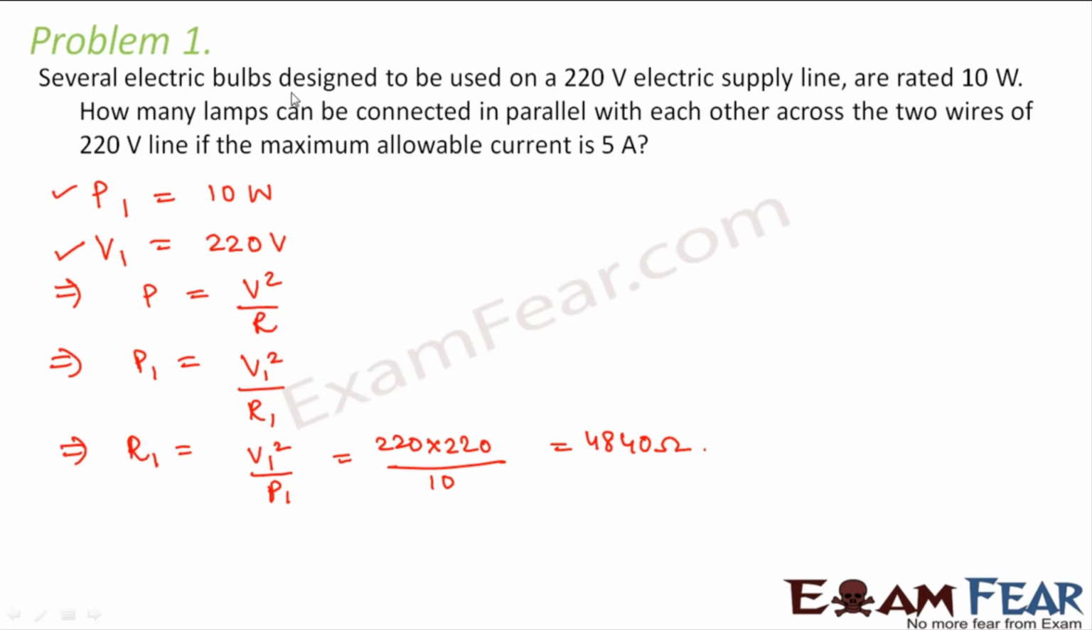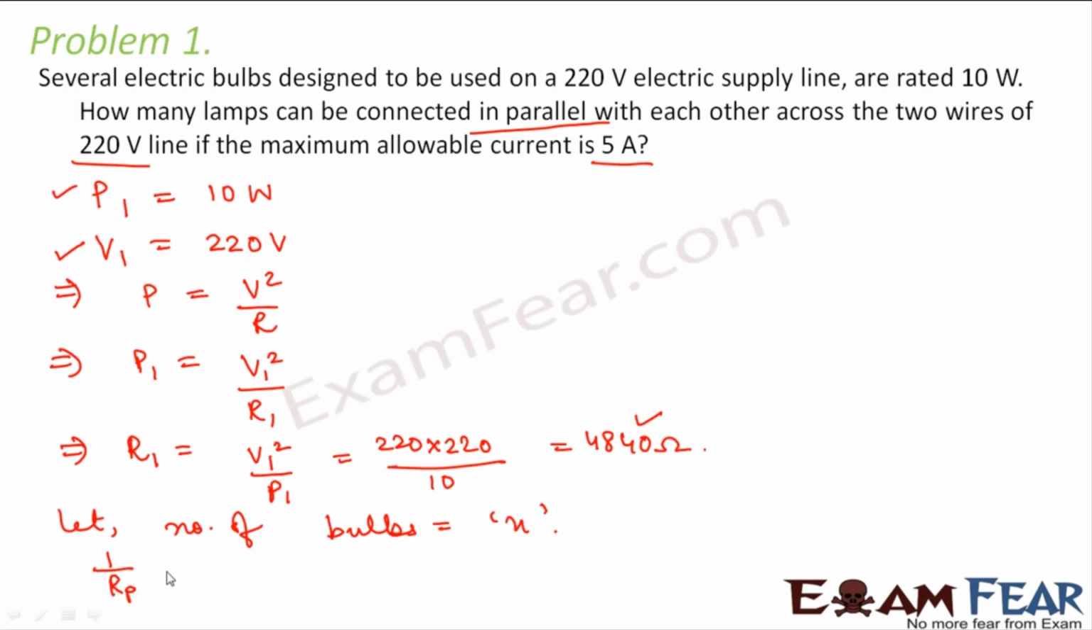Now it says that there are several electric bulbs which are connected in parallel so that the maximum allowable current is 5 amperes. So now we are able to calculate the value of each resistance, but we don't know how many such resistances are connected. So let us suppose that the number of bulbs is N. We assume the resistance of each such bulb is 4840 ohms, right? And all these bulbs are connected in parallel, that is also mentioned in the problem. So what would be the equivalent resistance of that combination?